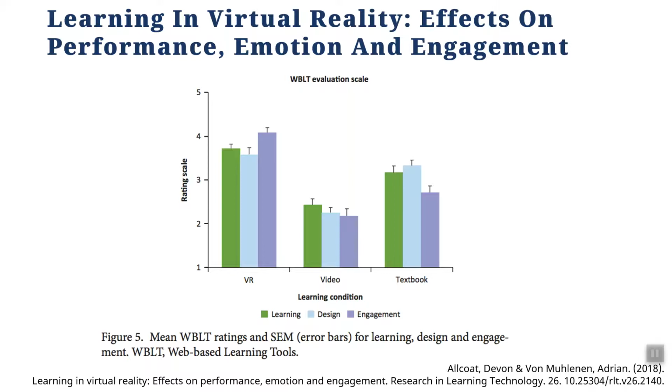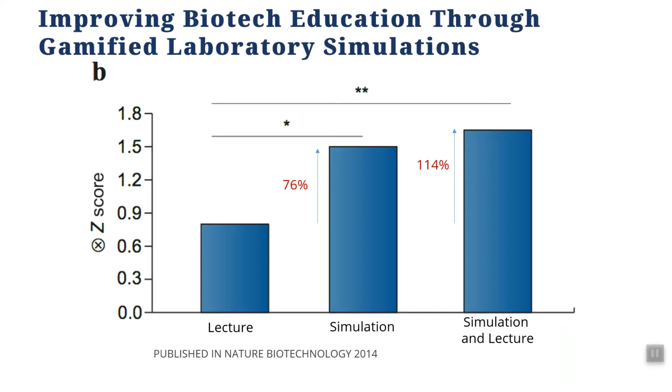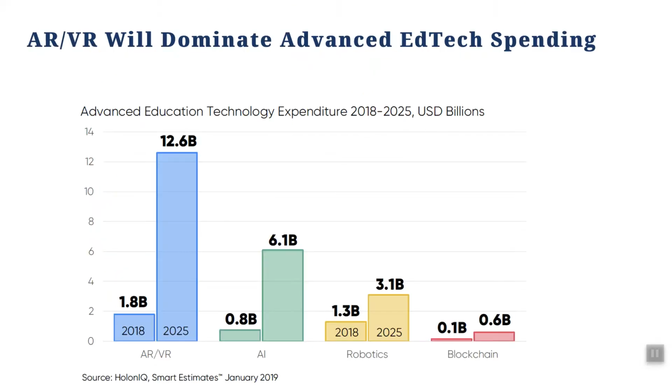So that shows in a lot of papers that have been published that we're happy to share with you. The Journal of Engineering did a quite interesting study saying that you gain a more nuanced understanding of scientific phenomena and a more robust understanding of inquiry. And if you measure lecture versus simulation, you see that it's 76%. And what you see is that the role of the teacher is very important. Simulation and lecture together is almost double as efficient.